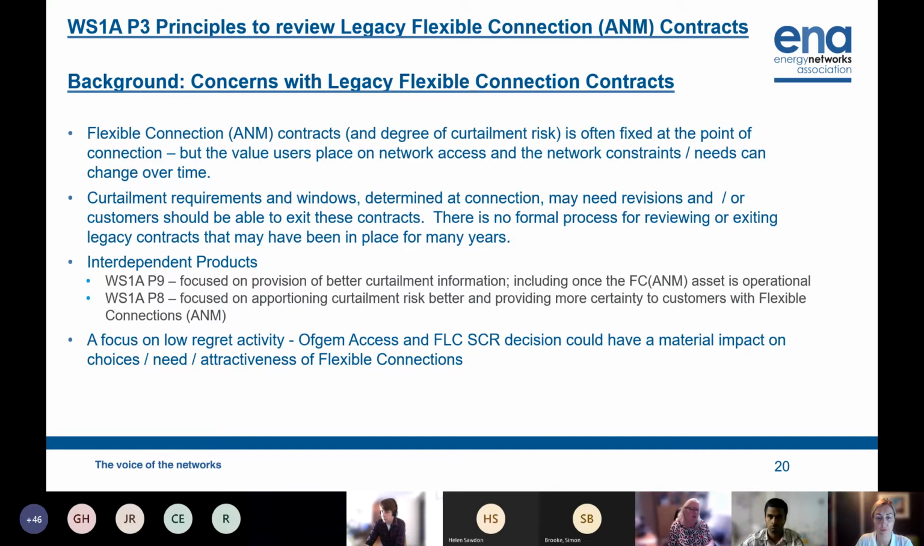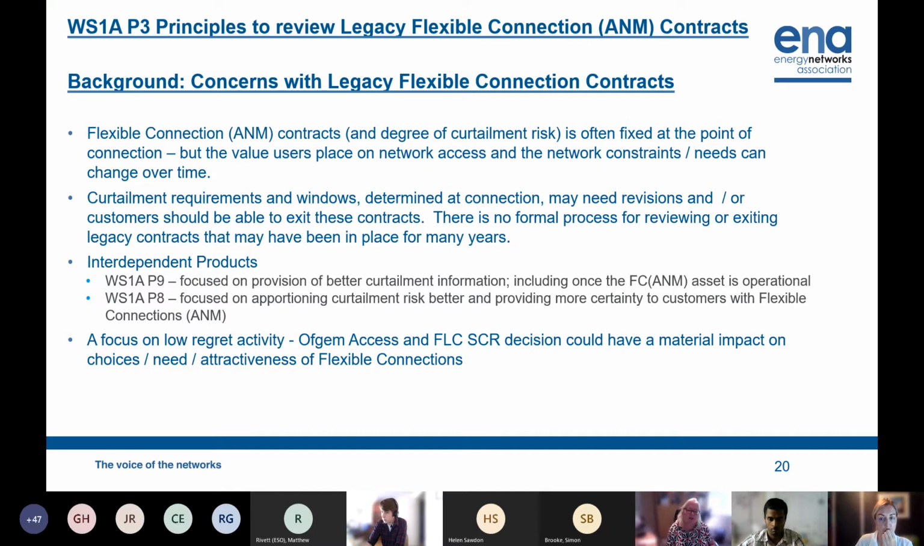I'm just going to add that there are a number of interdependent products on this, because as everyone knows, flexible connections and A&M cover the broad spectrum, and some of the issues are interrelated. So I know Harriet and Sven are on the call and they're going to talk about their products, but it's worth mentioning that part of the issues with these connection contracts is about provision of curtailment information, and that's an activity within product 9 that we are dovetailing with.